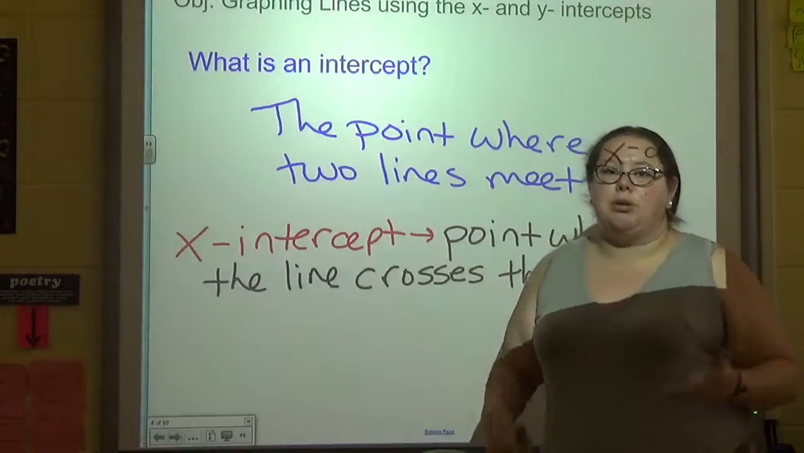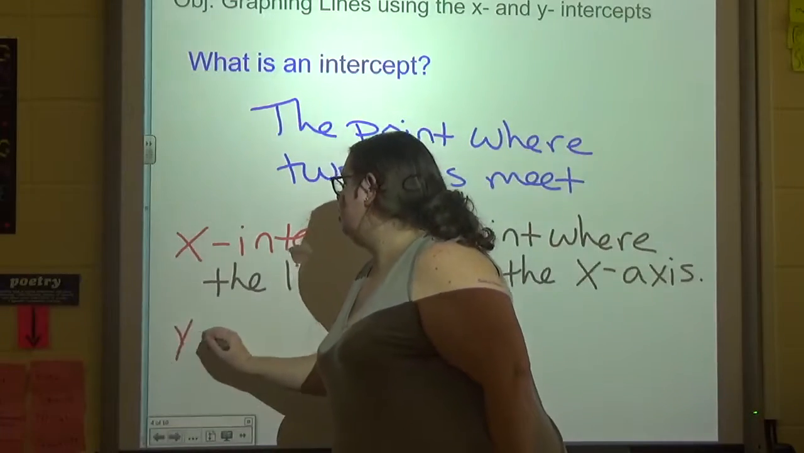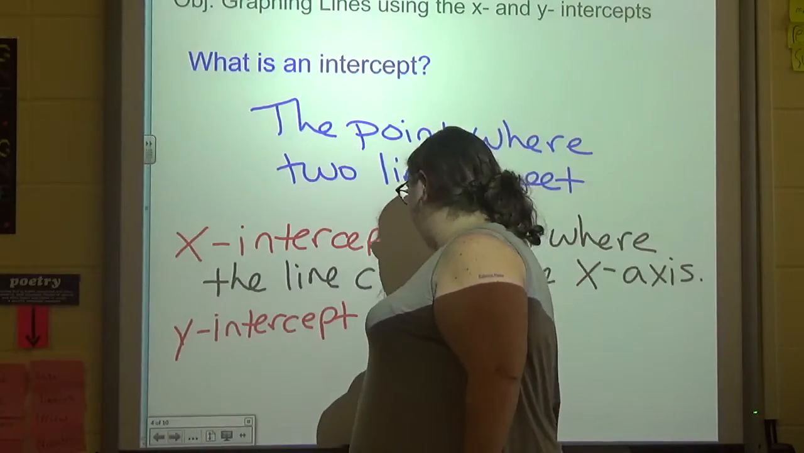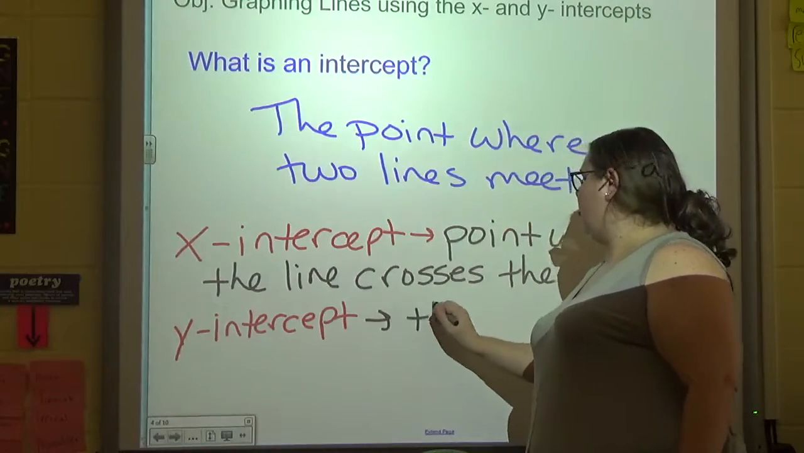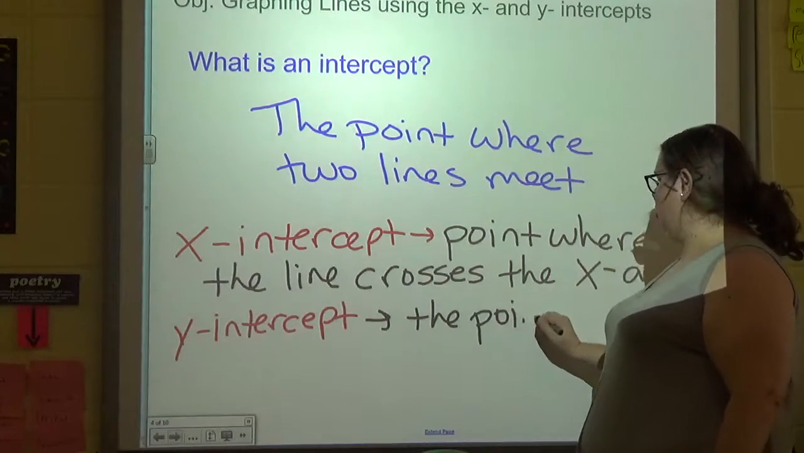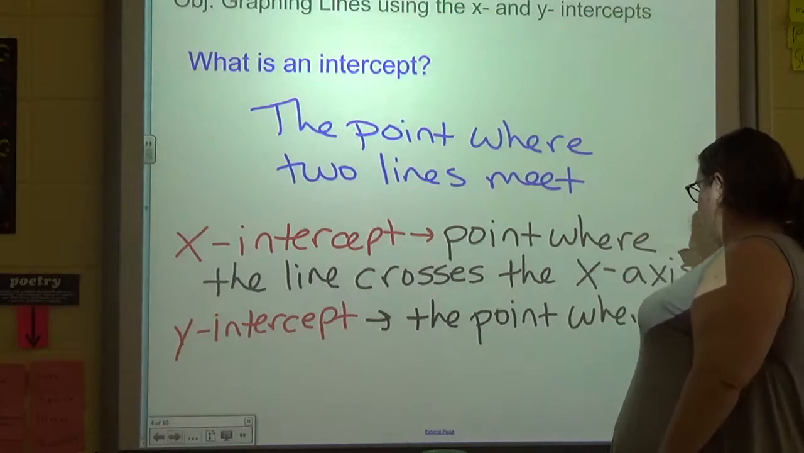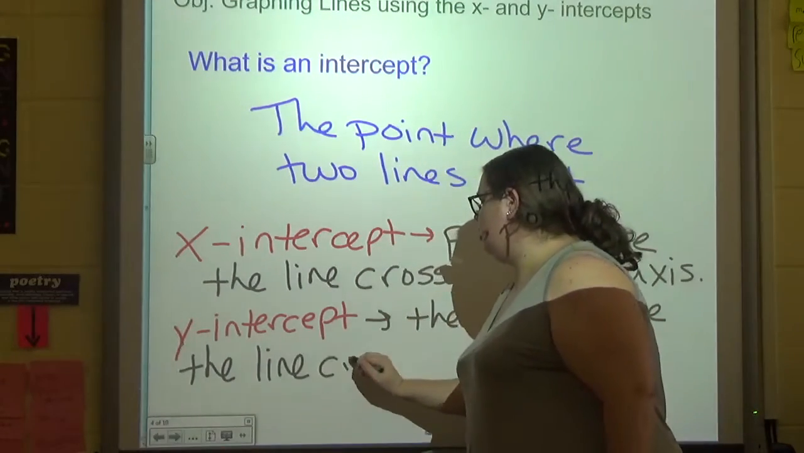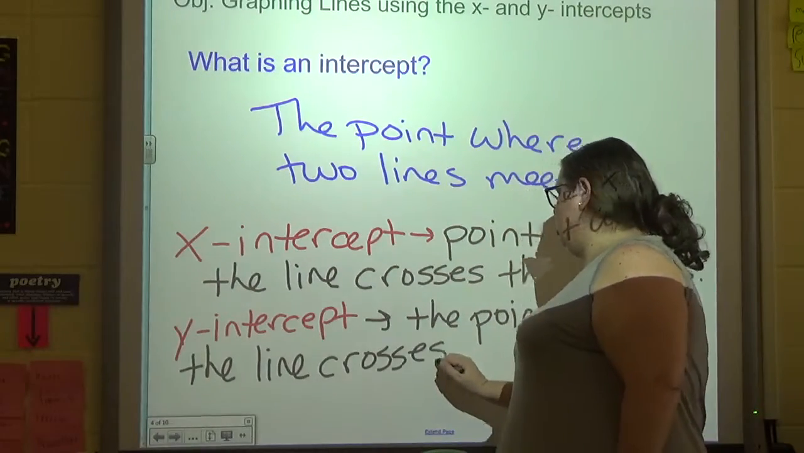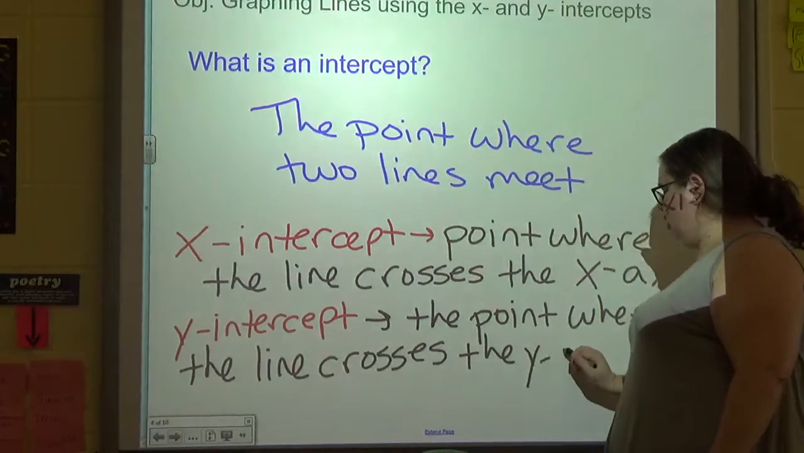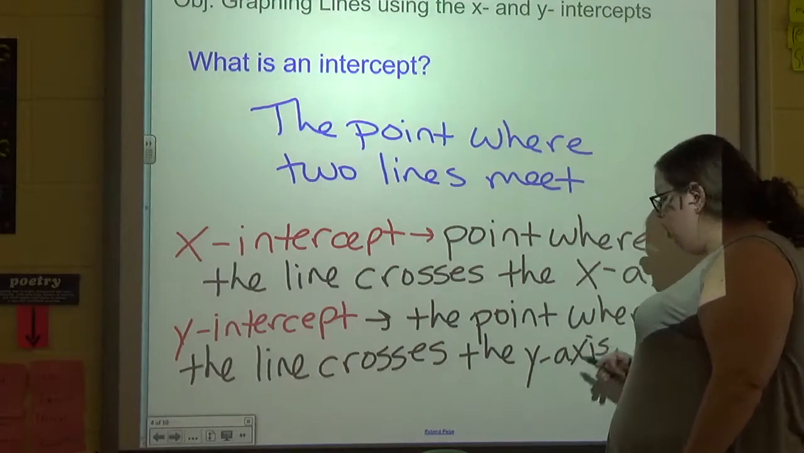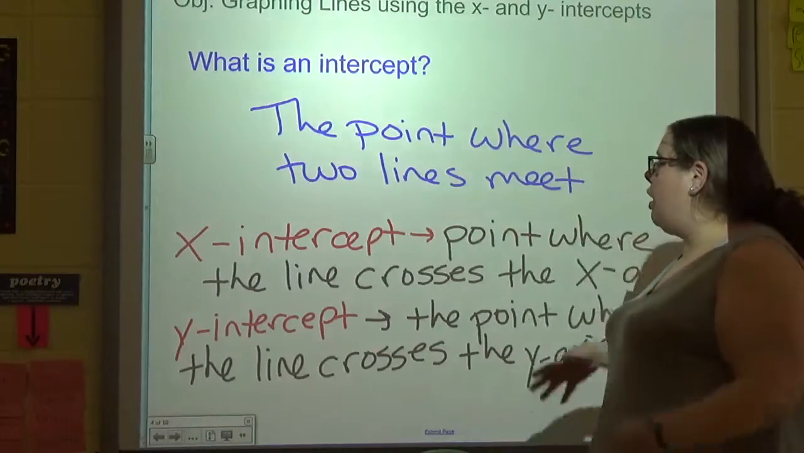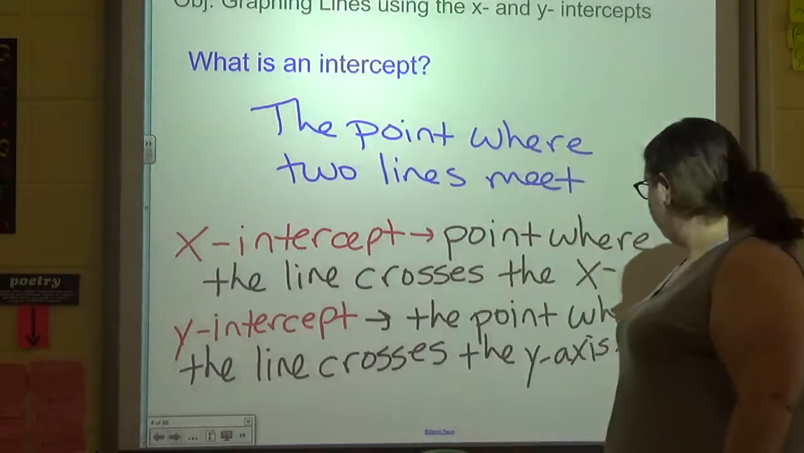So take a magical guess, what would y-intercept be? The point where the line crosses the y-axis. And these do have other names sometimes, so when you get to higher level math, the x-intercepts are called the roots or the zeros also. So that will come up later on. Okay? So make sure you write all that down.